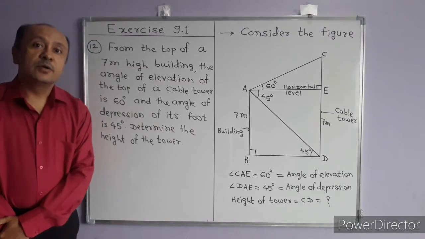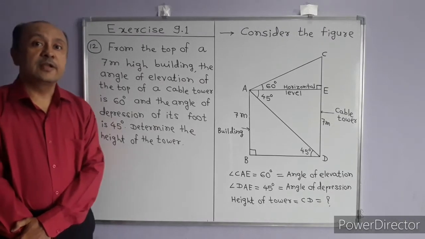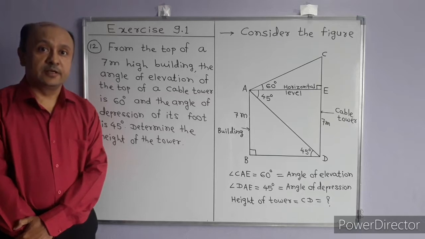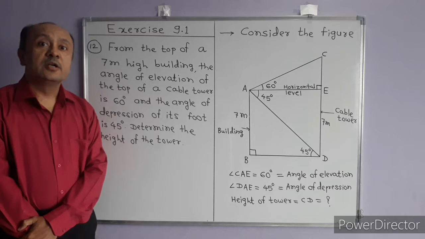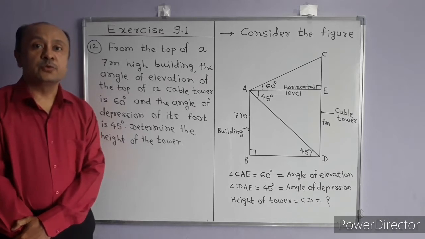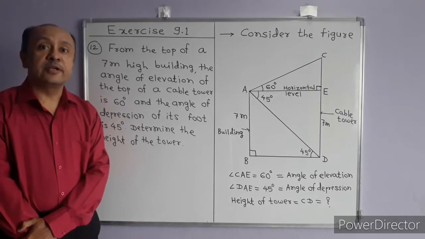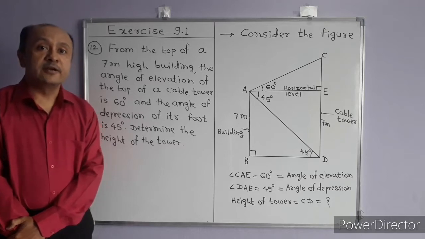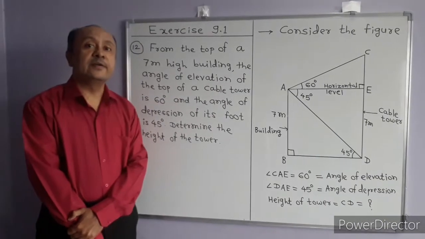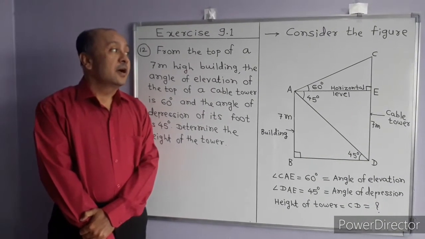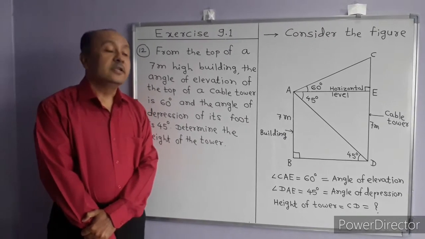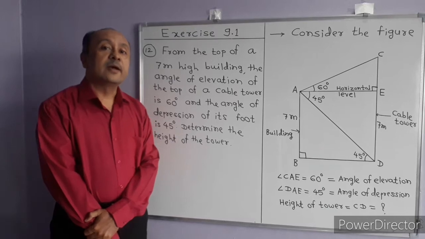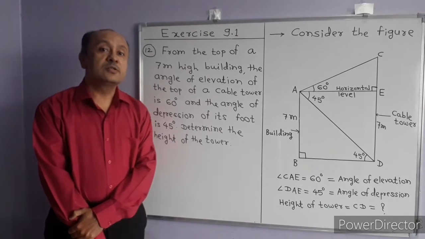Welcome students. We are solving the examples on applications of trigonometry. We are solving the examples by using the definitions of trigonometric ratios and the trigonometric table for standard angles 30 degree, 45 degree, 60 degree, and also some concepts from the lesson, that is angle of elevation and angle of depression.